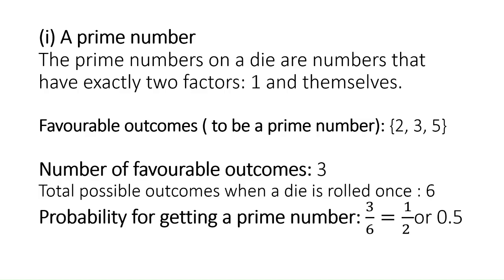Possible outcomes are how many? There are 6 possible outcomes when the die is rolled once. Right, so the probability of getting a prime number will be equal to number of favorable outcomes by possible outcomes, that is 3 by 6, that is equal to 1 by 2 or 0.5. Okay, so the probability of getting a prime number when the die is rolled once is 1 by 2 or 0.5.